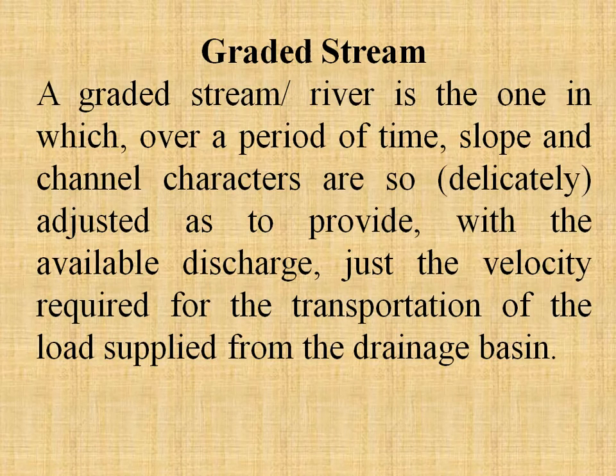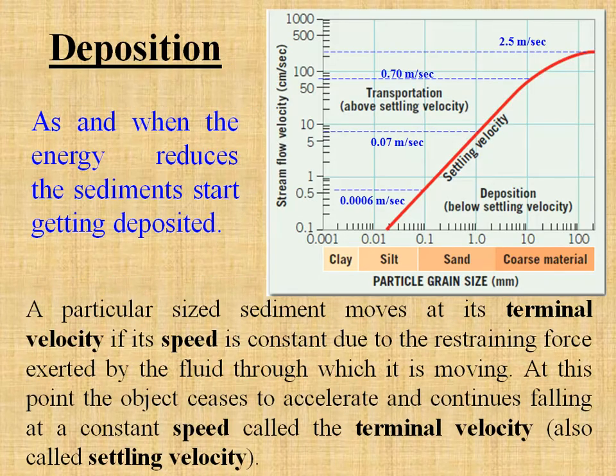A graded stream is one in which, over a period of time, slope and channel characters are so delicately adjusted as to provide, with the available discharge, just the velocity required for the transportation of the load supplied from the drainage basin. That means whatever load is being supplied, it has just sufficient energy to keep on transporting it forward. So we can say, in a way, a graded stream is a stream which comes into equilibrium. We'll be discussing it later on also.